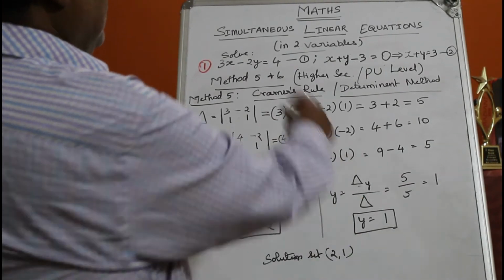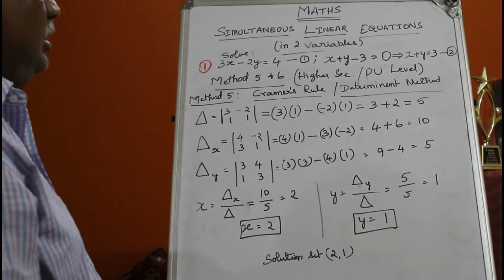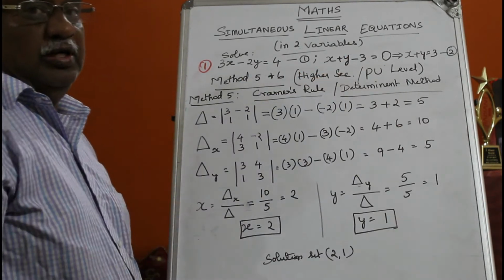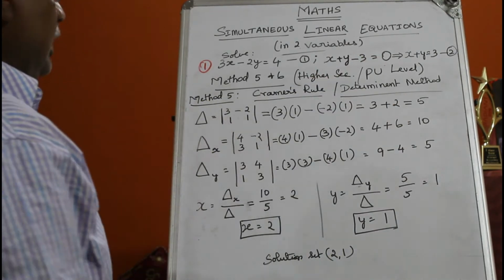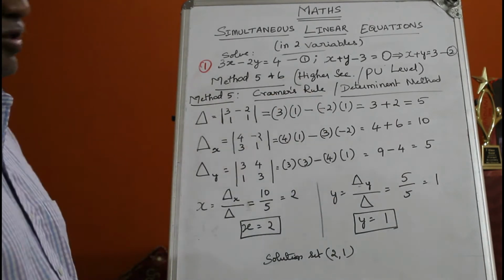Same sum in simultaneous linear equation in two variables involving x and y. We are doing different methods used in higher secondary and PU level. Some states call it higher secondary and some call it PU level. As I told you, in these online classes, we just give an introduction to these kinds of things.